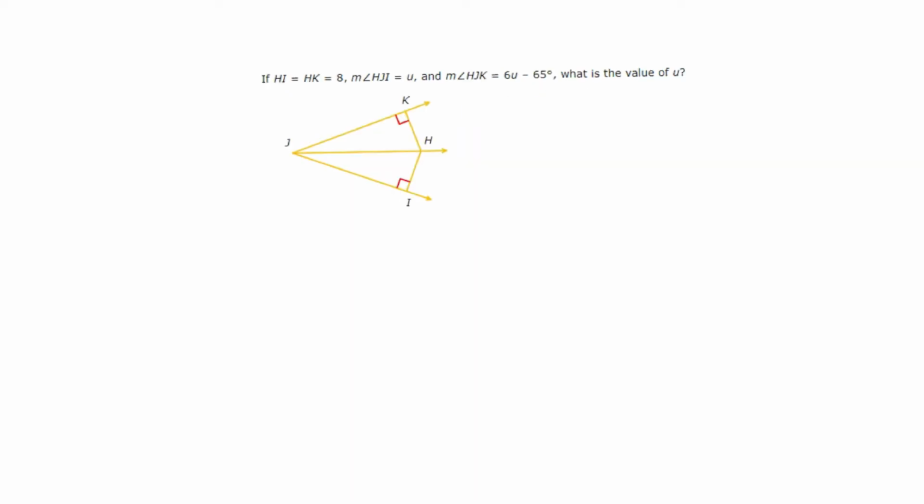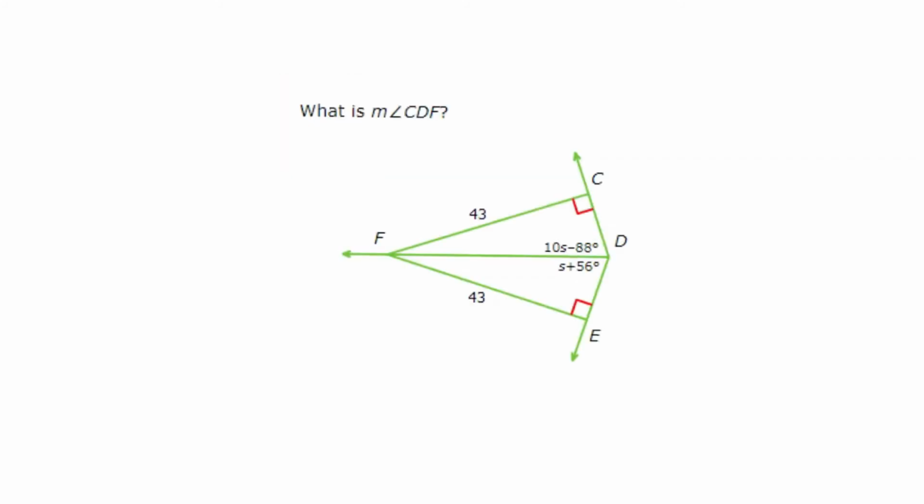From here on out, I'm just going to set you up with an equation. HI, again, they're doing the same thing: HI and HK is equal to 8. Since I have congruent segments and a perp, again, I have the angle bisector. So I can say u is equal to 6u minus 65. Letters to one side, numbers to the other, we would say u is equal to 13. You can figure the steps out on your own there.